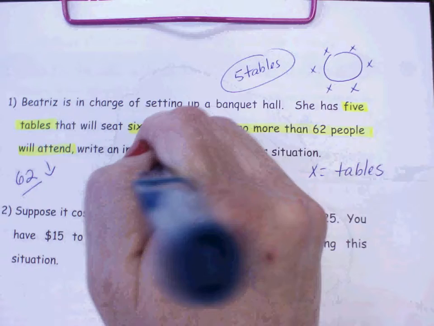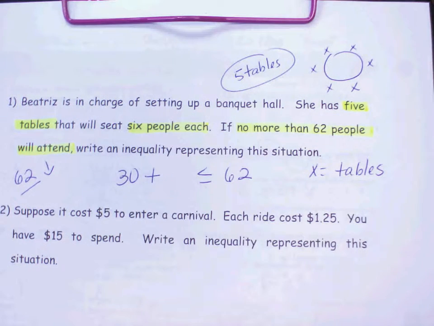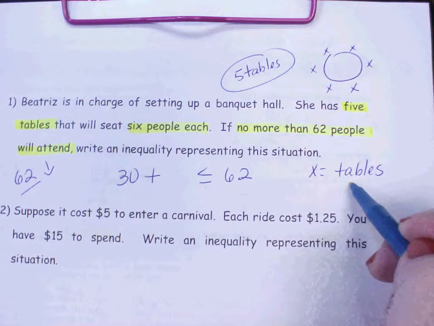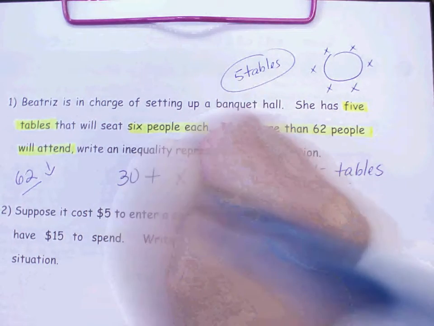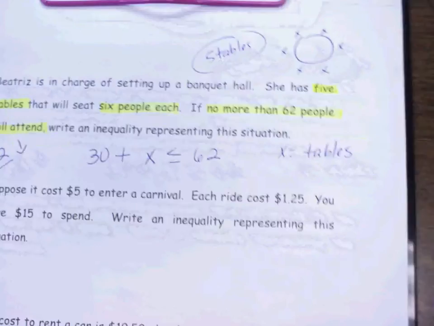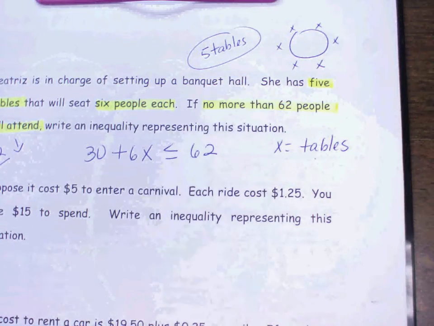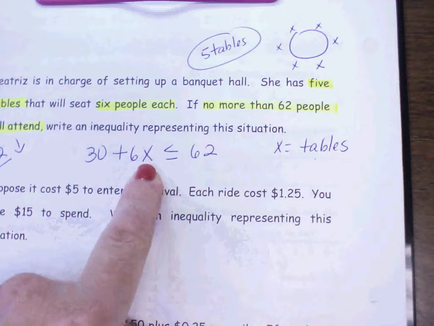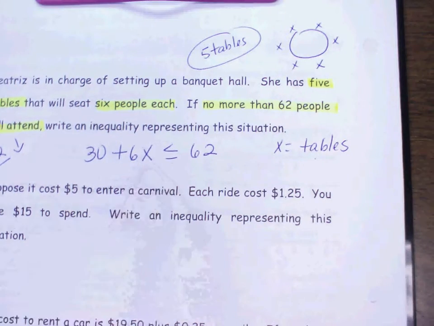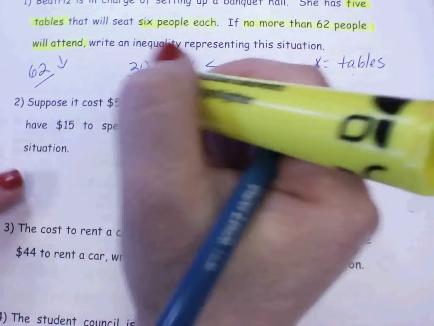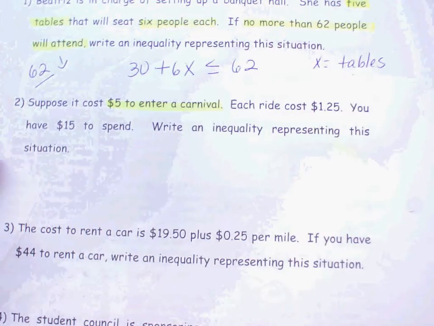So how many more tables does she need? That's what it's asking you, right? So plus what? Do you know the number of tables that she needs to put in there? But do you know how many people can sit at each? 6. So what would be 6x, because there's 6 people per table? Yes? Alrighty, good job.